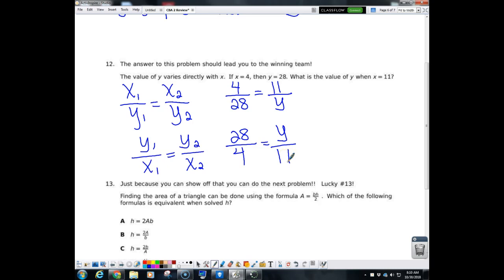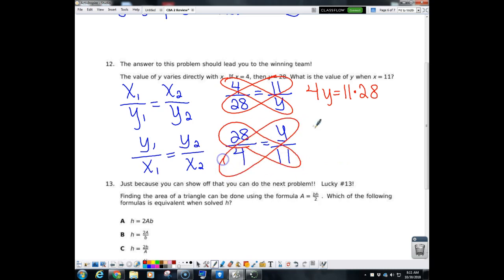As long as you have the x's and the y's on the same, on either the top or the bottom. Like here, the x's are on top, so the y's have to be on bottom, or the y's are on top, the x's have to be on the bottom. And so remember the butterfly. So 4y equals 11 times 28, or 28 times 11 equals 4y, right? And these are the exact same thing.